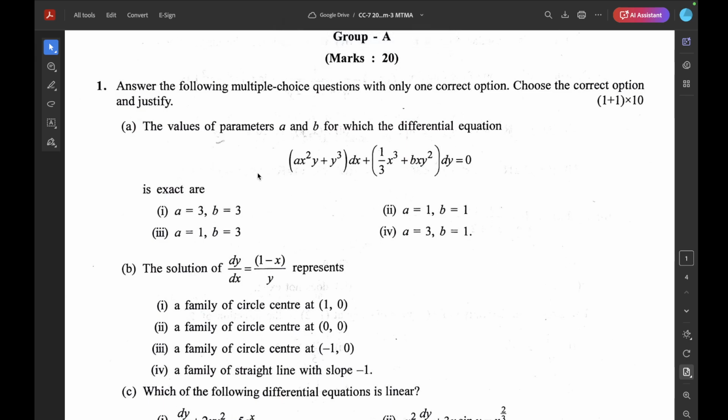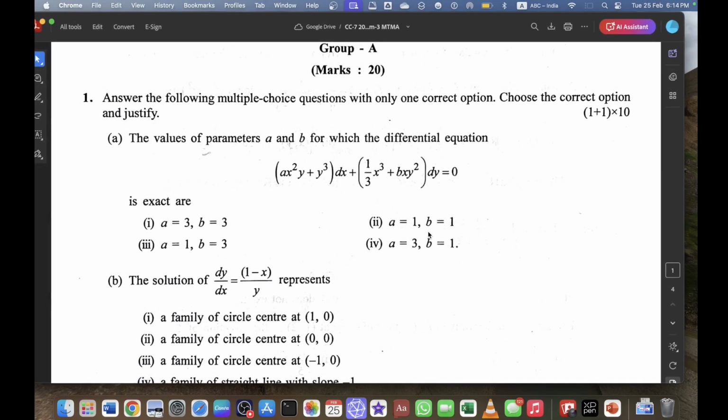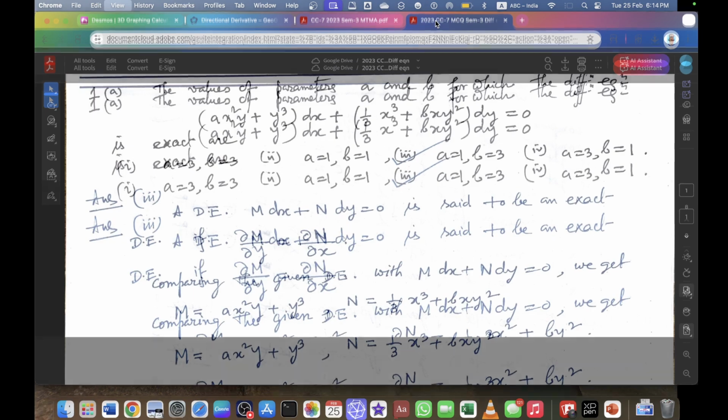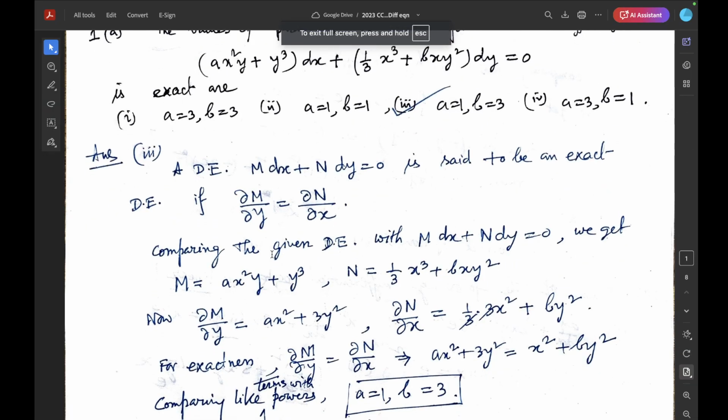The values of parameters a and b for which the differential equation (ax² y + y³) dx + (1/3 x³ + bx²) dy = 0 is exact are... We know a differential equation M dx + N dy = 0, where M and N are functions of x and y, is said to be an exact differential equation if ∂M/∂y = ∂N/∂x.